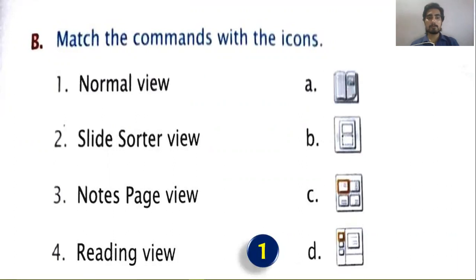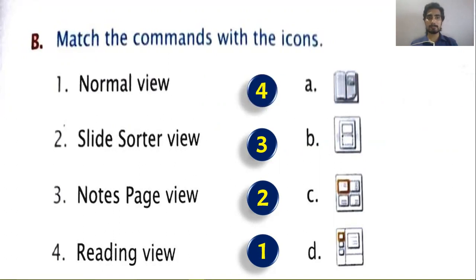Slide sorter view. So second number, we know that in slide sorter view, we see all the thumbnails of the slide. That means small pictures or icons of the slide, and that is option C. Notes page view. In notes page view, at the upper side we see the slide, and on lower side we see the notes which we have created for that slide, and that is option B. And reading view, that is the first one. In reading view, we get the full screen view of a single slide, so that whatever the content we have written on that slide, that can be easily read. So that is option A.